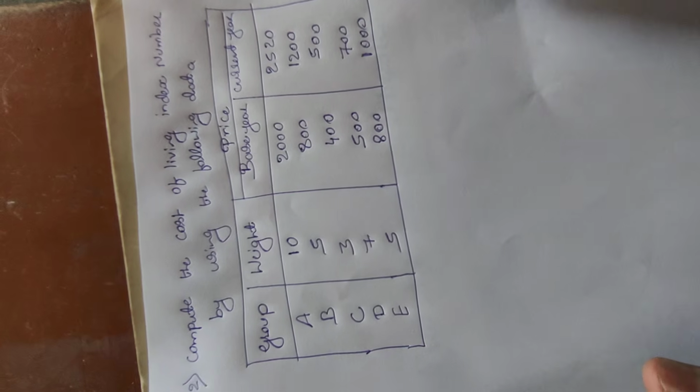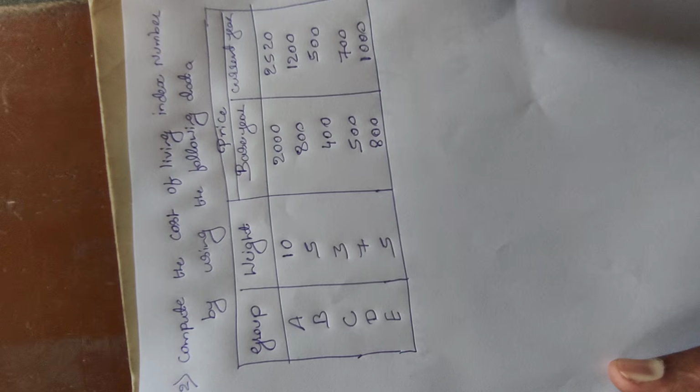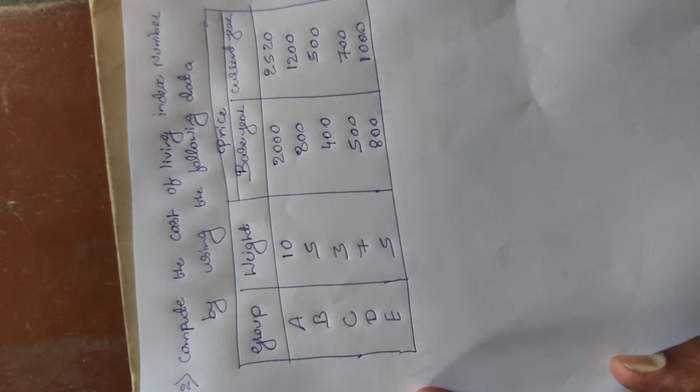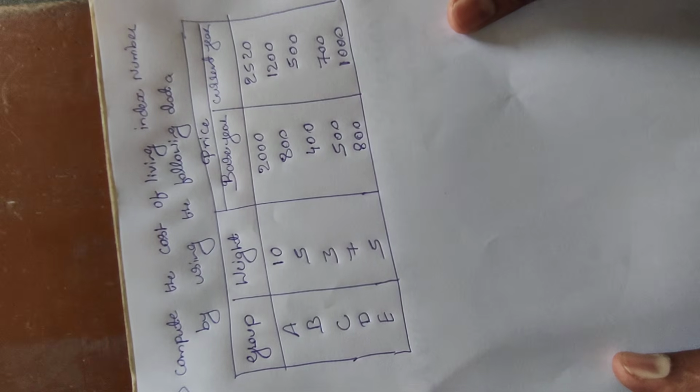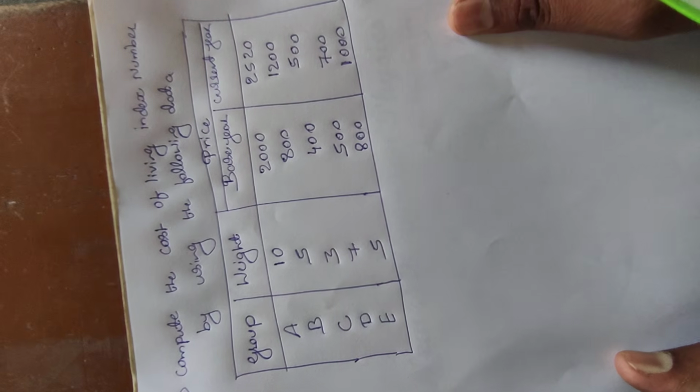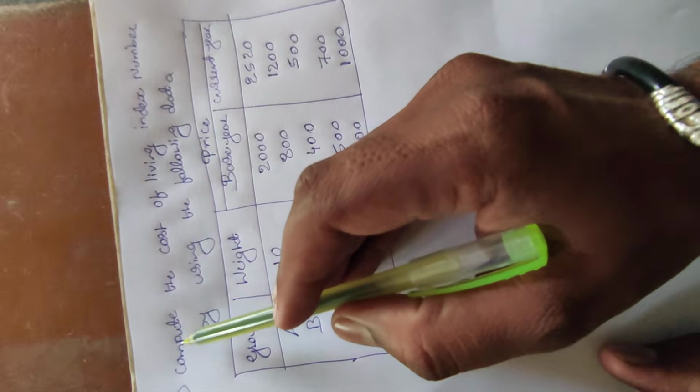In the previous class, we already discussed the cost of living index, also known as the consumer price index number, using the aggregative expenditure method. In this video, we are going to learn about the same topic, consumer price index number or cost of living index number, but by using the family budget method. Okay students, let us look at the problem.